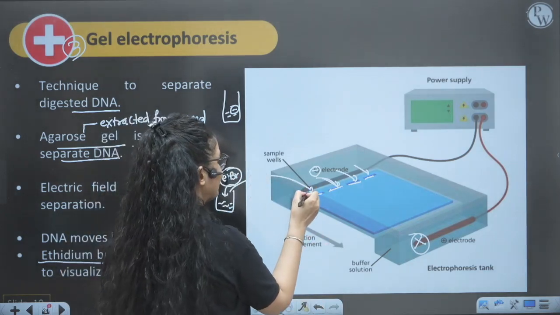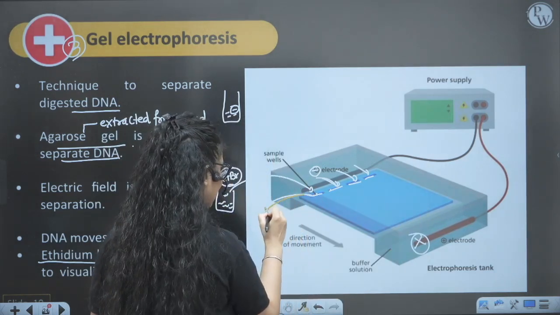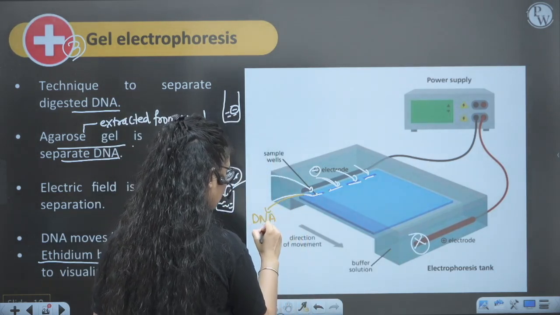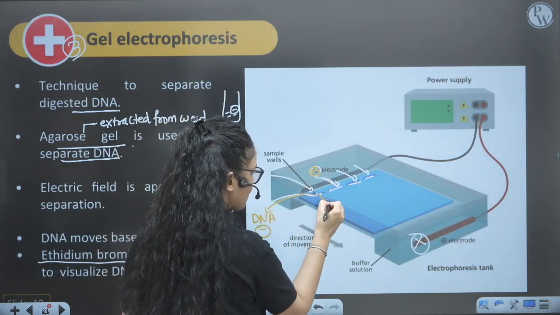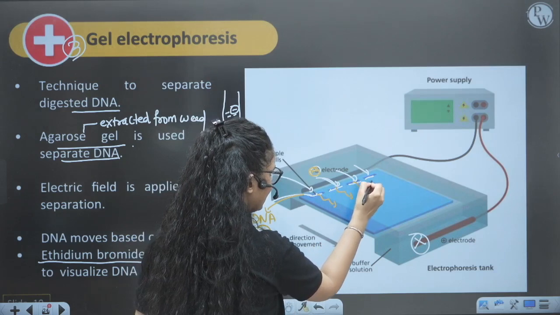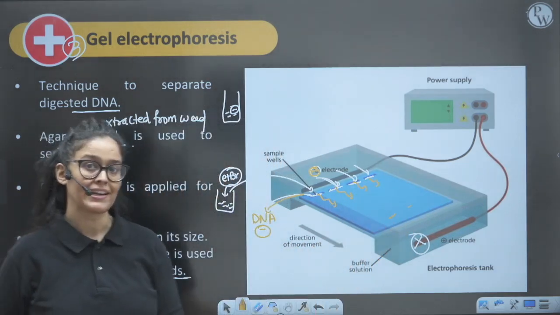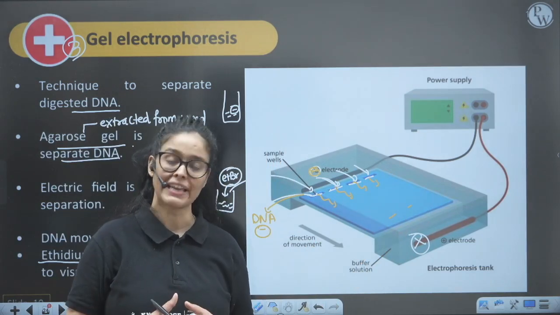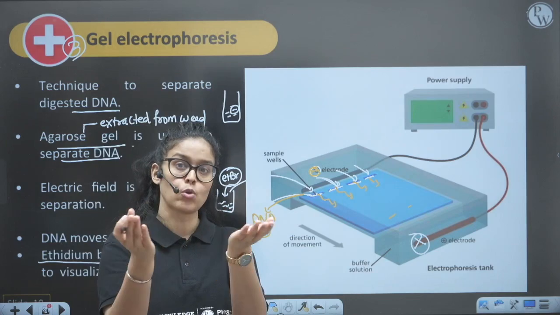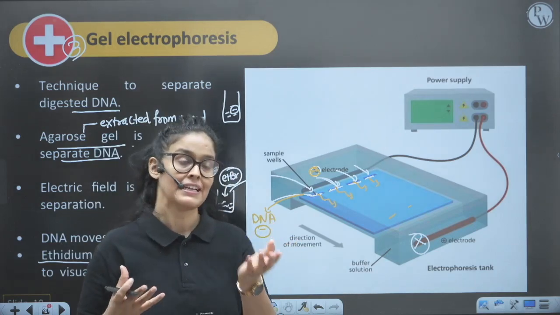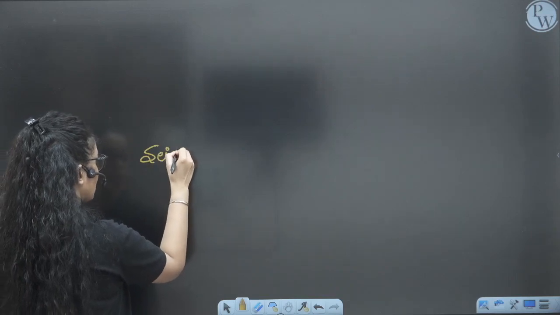We know that DNA is negatively charged because of the phosphate group. It is put at the negative terminal, so it is repelled by the negative terminal, right? And it will run very fast towards the positive terminal. But you know what? Agarose gel has a beautiful effect. What is that effect? Inside the agarose gel we have the sieving effect. Sieving effect means we have pores in the agarose gel, right?